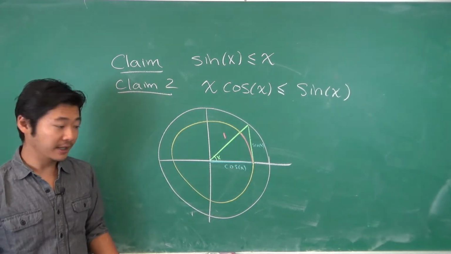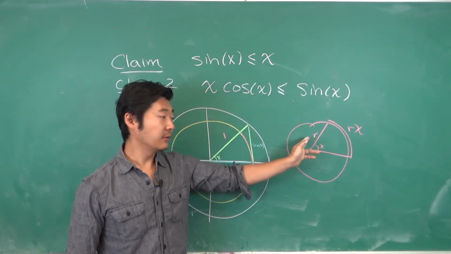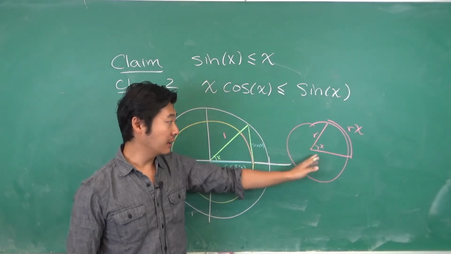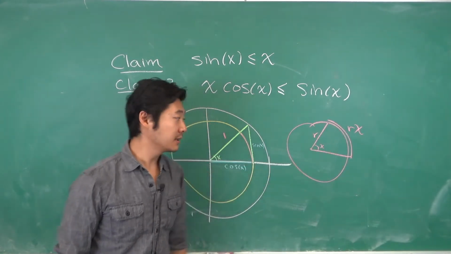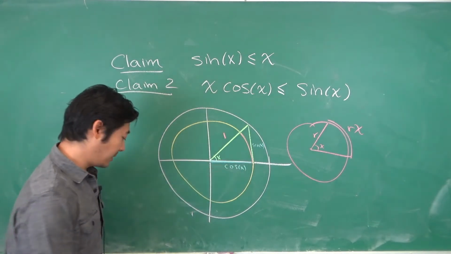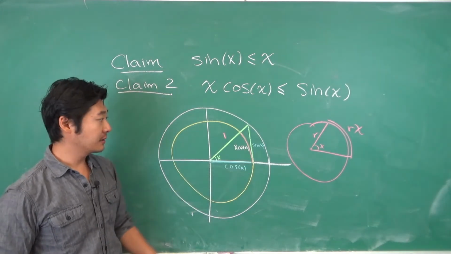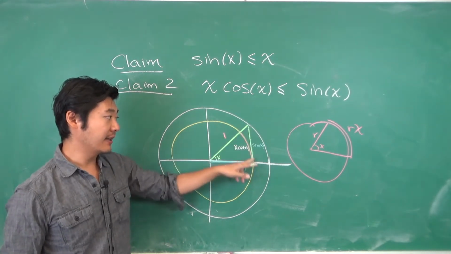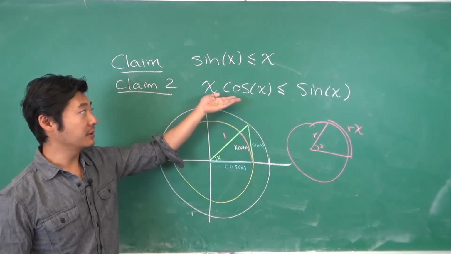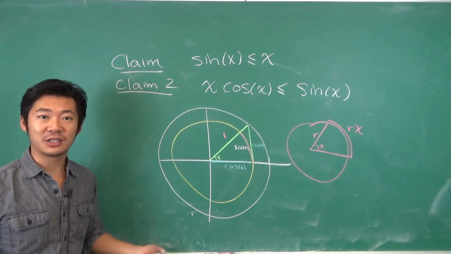The sector formula is if the radius is given by r and the angle here is x, then this sector is going to be rx. So here, this is going to be x cosine x. And we can see that this pink side is less than this side here. And so we get our proof, a sketch of a proof.